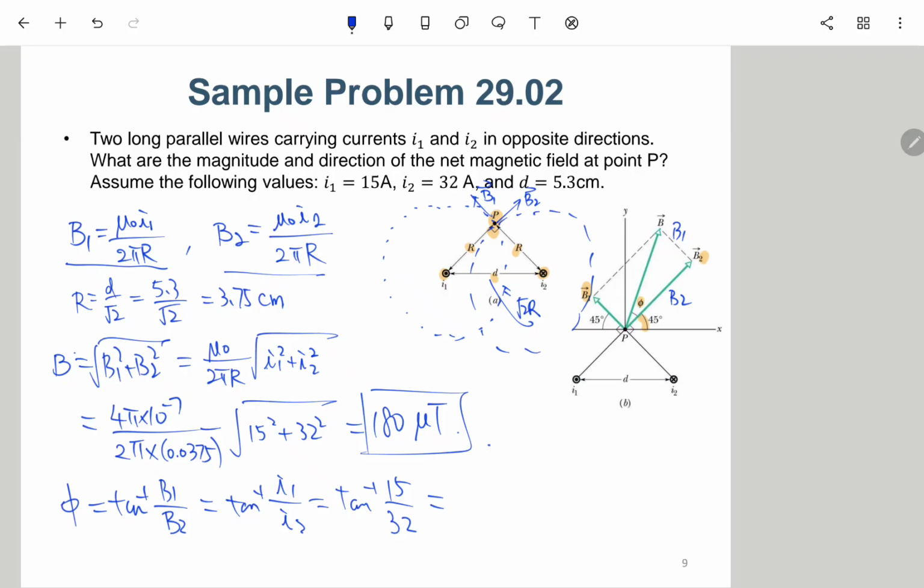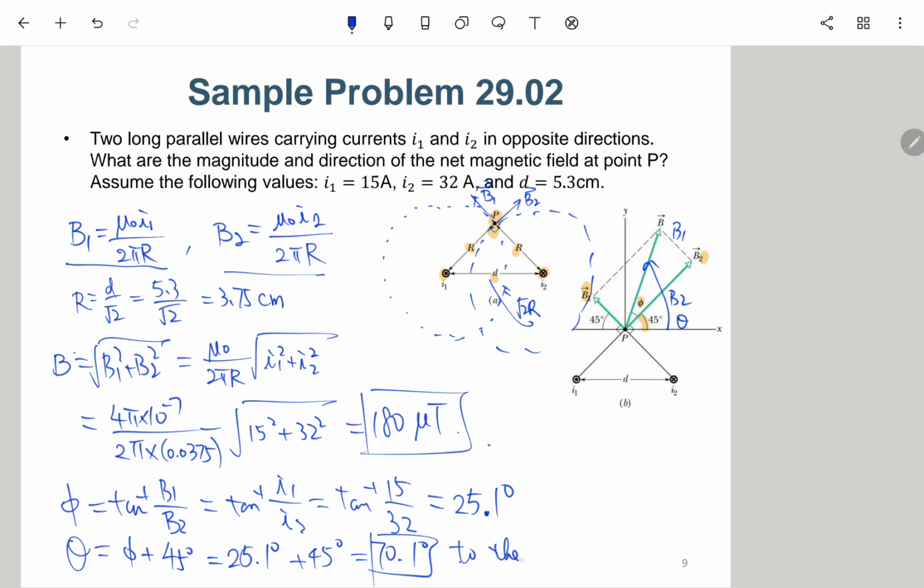So the angle is 25.1 degree. In such a way, we consider this one to be theta. Theta will be phi plus 45 degree, which is 25.1 degree plus 45 degree, which is 70.1 degree to the positive x-axis.